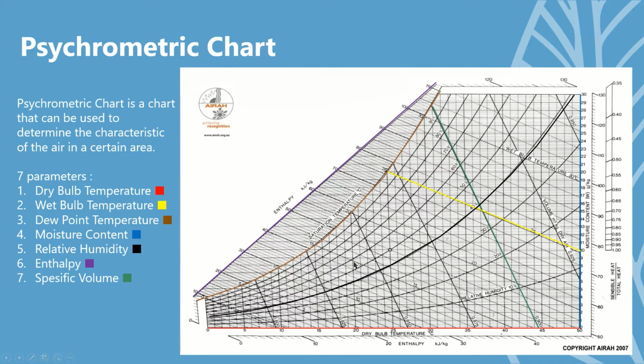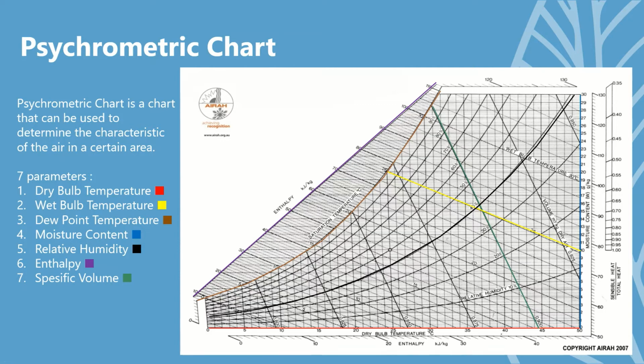If we have 25 Celsius at dry bulb temperature is here, and we have 50% at relative humidity, so we can make sure the point is here, and now we can determine the moisture content just by dragging this point to the right, and we got 10 gram per kilograms moisture content.